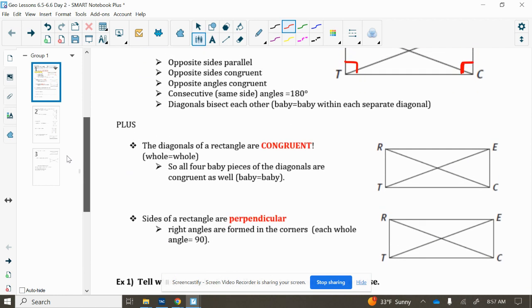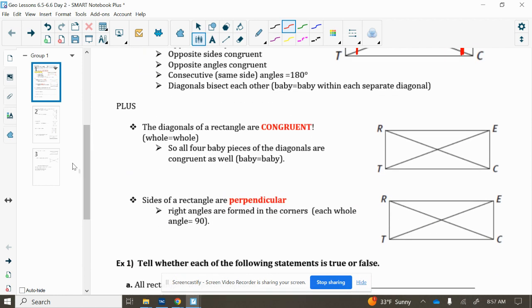Some other things that are important besides the 90-degree angles, which you will see happening down here because those sides are perpendicular. The other big thing is that our diagonals are congruent to each other. So RC and TE are congruent to each other. And because the diagonals are bisected, all of these baby pieces would also officially be congruent to each other. So congruent overall diagonals, congruent pieces of the diagonals as well.